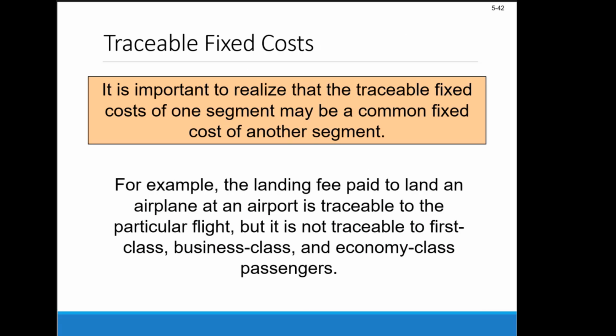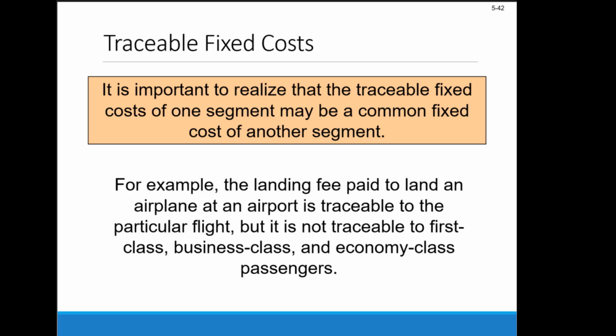It's also important for us to keep in mind that the traceable fixed costs of one segment might in fact be a common fixed cost of another segment. So for example, airlines pay landing fees to land at particular airports. Those landing fees are traceable to a particular flight, but they're not traceable to any individual customers or type of customers within each flight. So again, it's a level of analysis question, right?